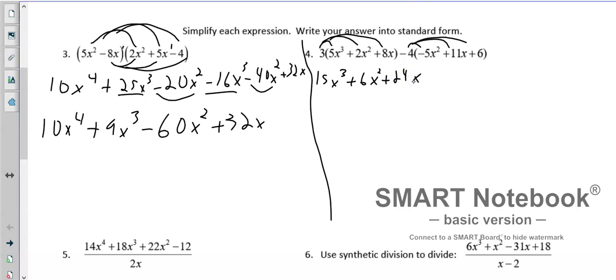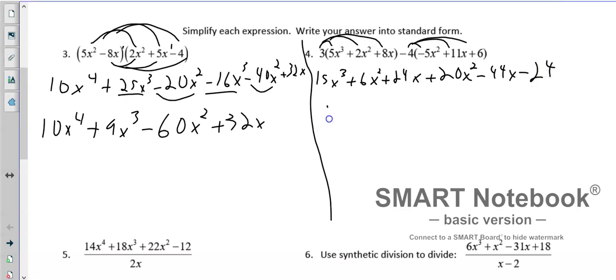They're all positive. Now I'm multiplying by negative. So negative times negative is positive. 4 times 5 is 20. X squared tags along. Negative, positive, negative. 44. X just tags along. Negative times a positive is negative. 4 times 6 is 24.